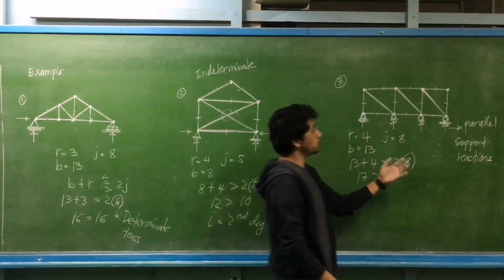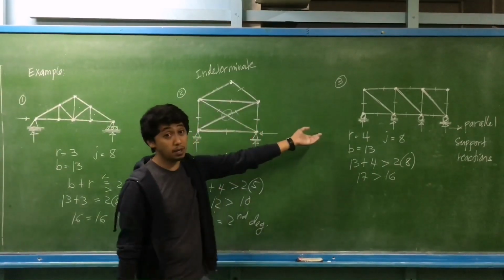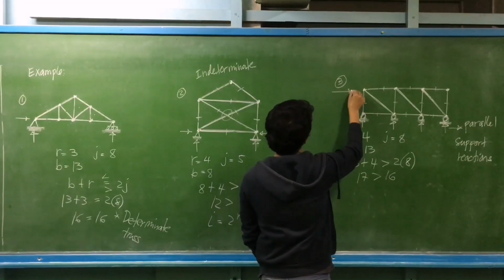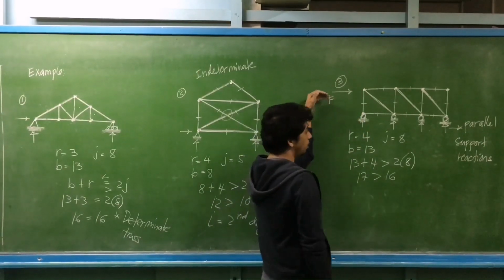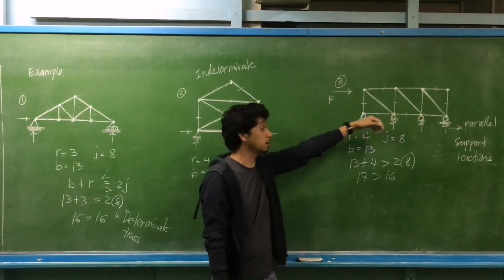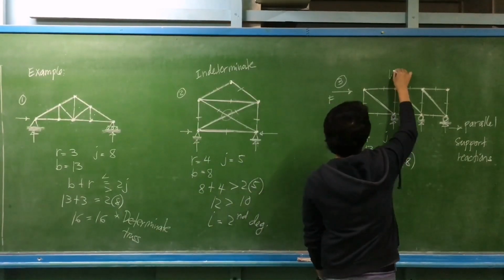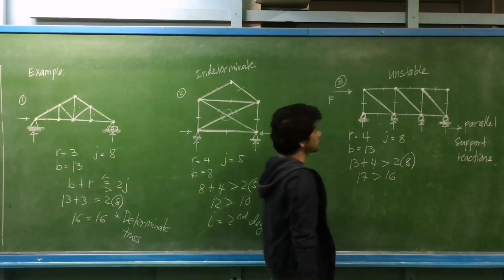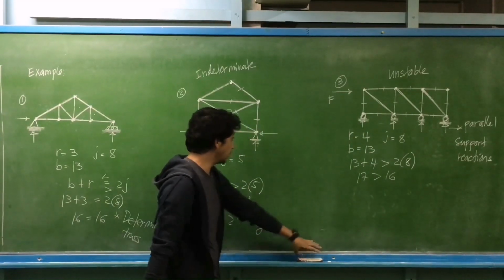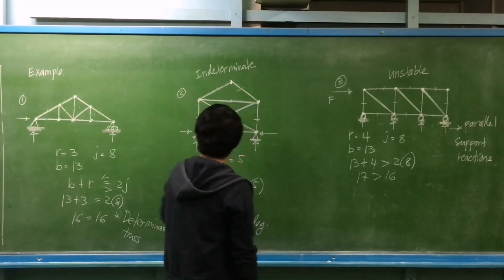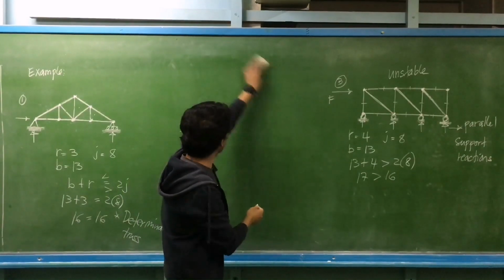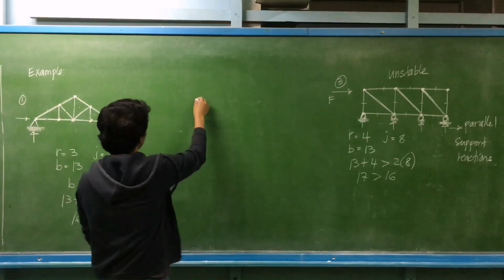If we have this case, if we have parallel reactions, all of these supports are rulers. If we are to apply a horizontal force, this truss will obviously move to the right. That makes this truss unstable. Okay? It is unstable. So, ano yung pwede natin gawin dyan para maging stable siya? For example, what can we do in that truss to make it stable?